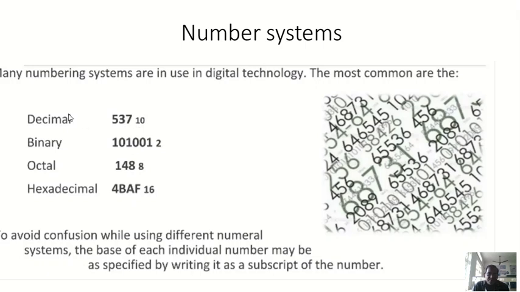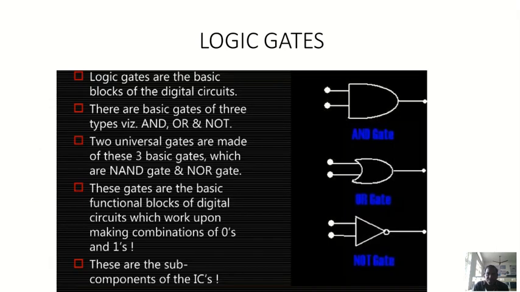If the base is 10, it is decimal; if it is 2, binary; if it is 8, octal; and 16 is hexadecimal. So the base number is used to avoid confusion while using different numerical systems. The base of each individual number may be specified by writing it as a subscript of the number.